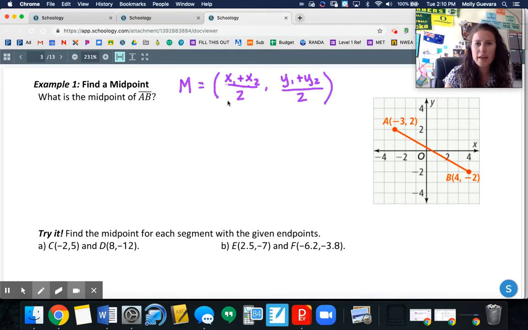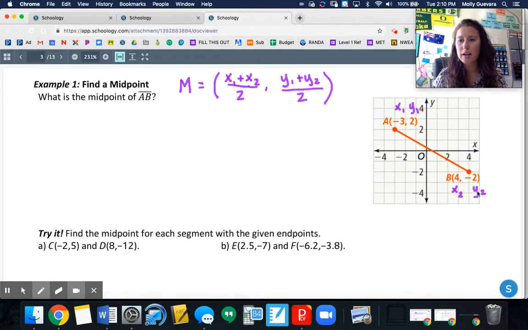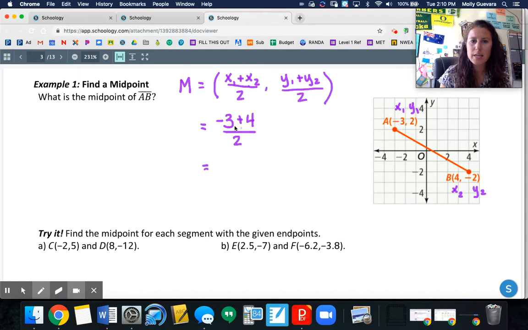So let's start with the x-coordinate. Here, it doesn't matter which one is x1 and which one is x2. Those just tell you that it's the first point or the second point. So if this is x1, y1, then this is x2, y2, or you can switch them and call this the 2's and this the 1's. Let's solve for the x-coordinate first. I'm going to take my x1, which is -3, and add my x2, which is 4, all over 2. So -3 plus 4 is 1, so I get 1/2. I'm just going to leave it as 1/2.